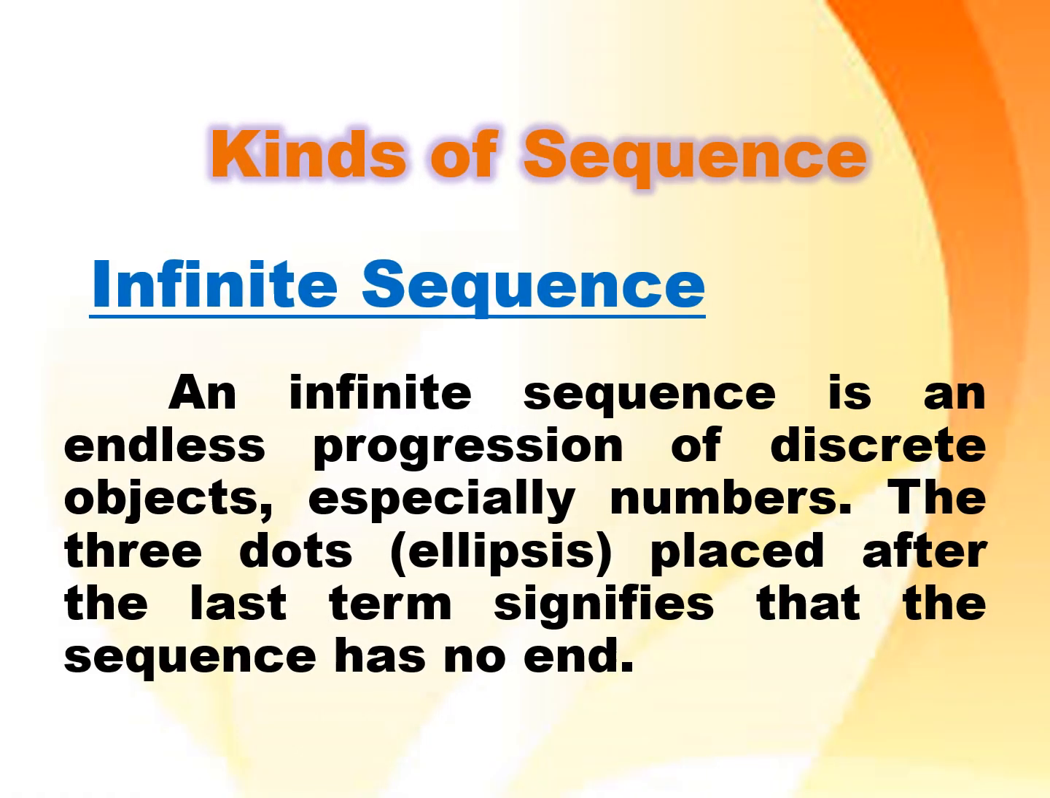The second kind of sequence is what we call an infinite sequence. An infinite sequence is an endless progression of discrete objects, especially numbers. The three dots, which is called an ellipsis, is placed after the last term, which signifies that the sequence has no end.